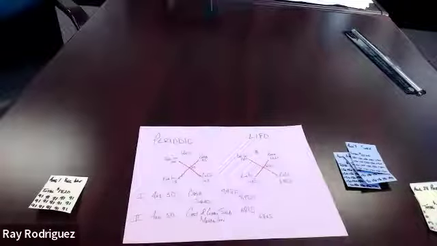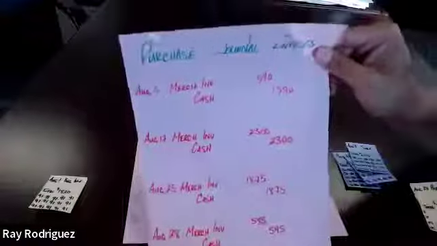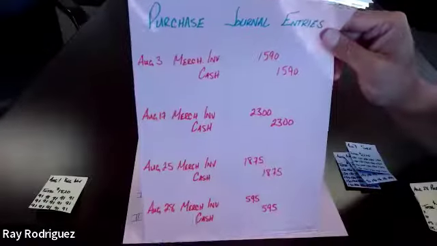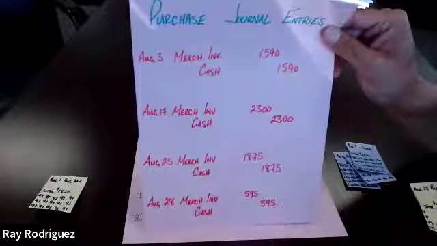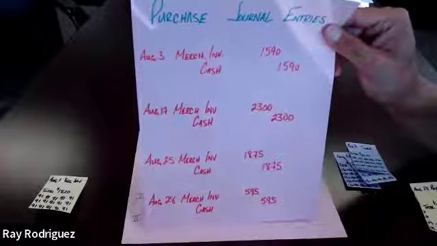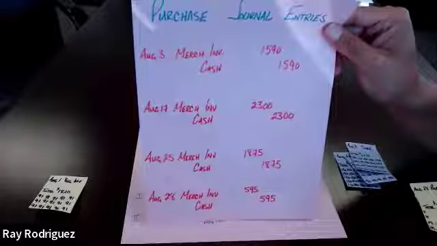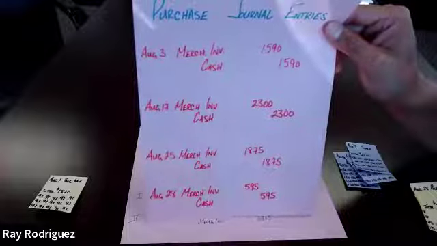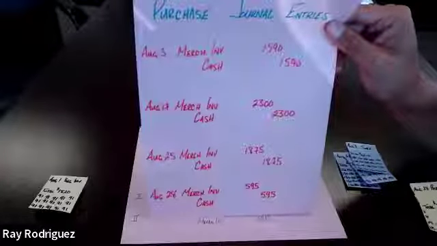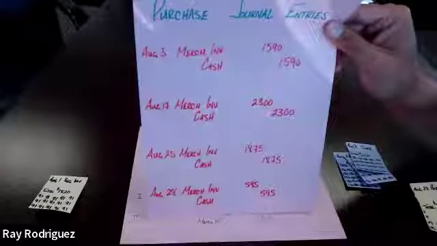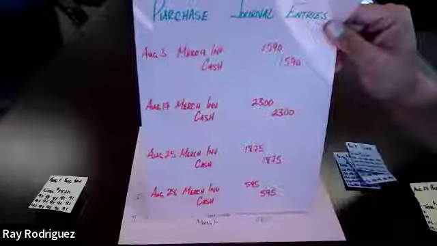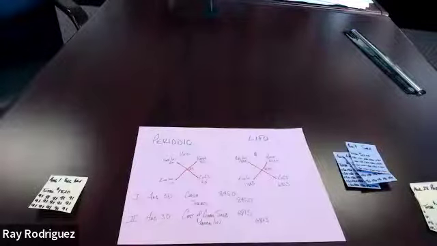As long as we are looking at journal entries, here are the journal entries for those 4 purchases: August 3rd, August 17th, August 25th, August 28th. A debit to merchandise inventory. We bought inventory, so we're increasing that account. And let's assume this was a cash purchase, so a credit to cash. That is periodic LIFO.